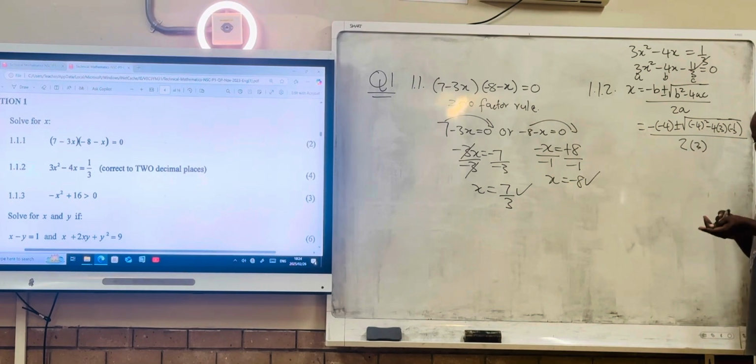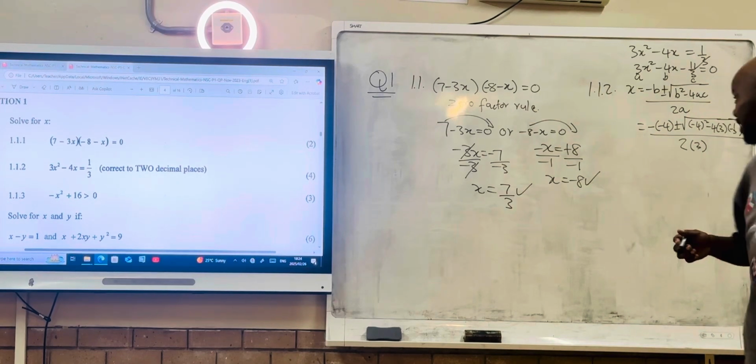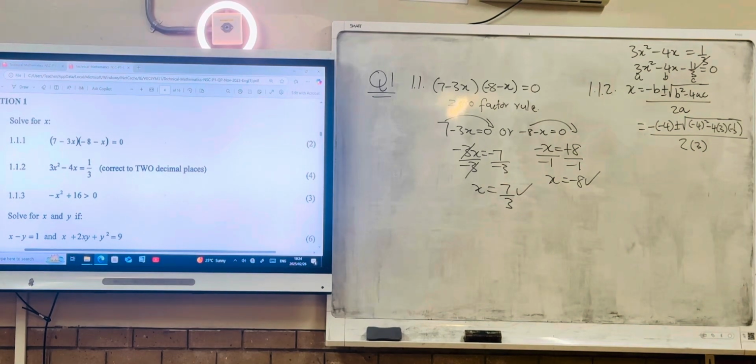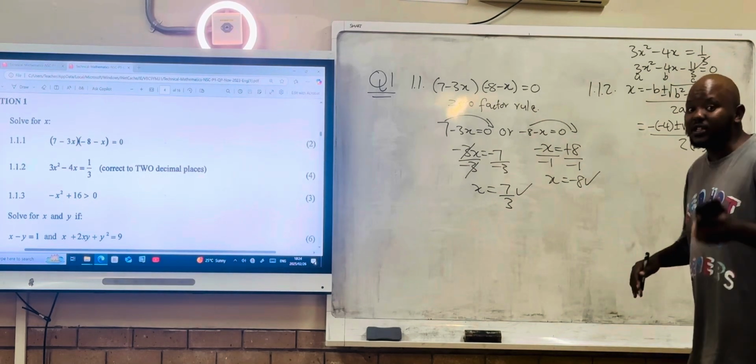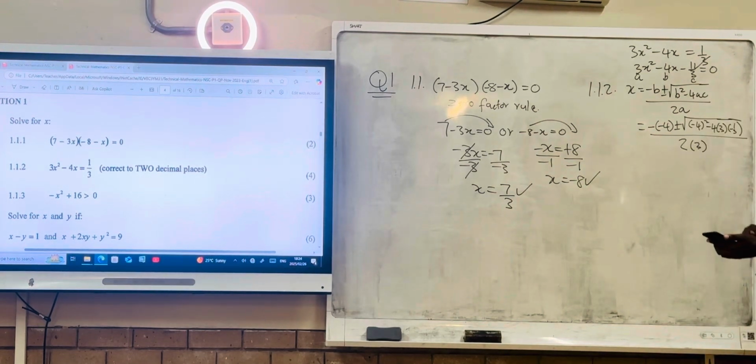I normally tell my learners that when we get to this stage, we must simplify what is under the radical side. We just add what is under the radical side. We don't put it under the radical side. So we have negative 4 all squared, minus 4 into 3, multiplied by negative 1 divided by 3.